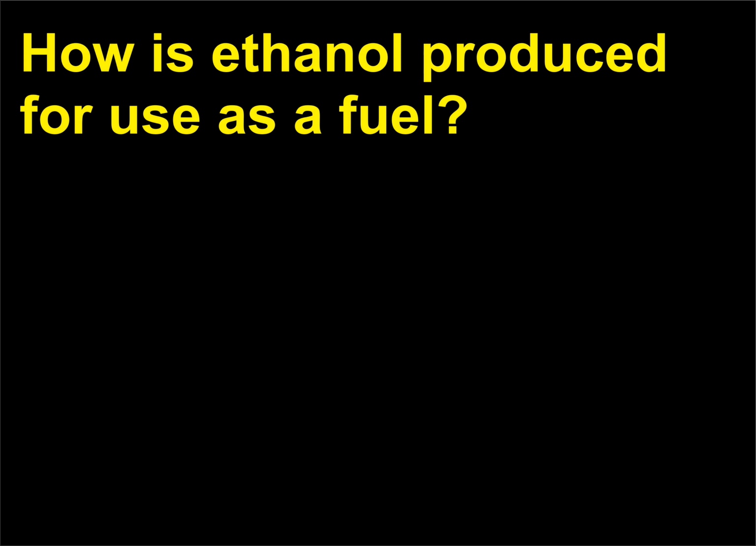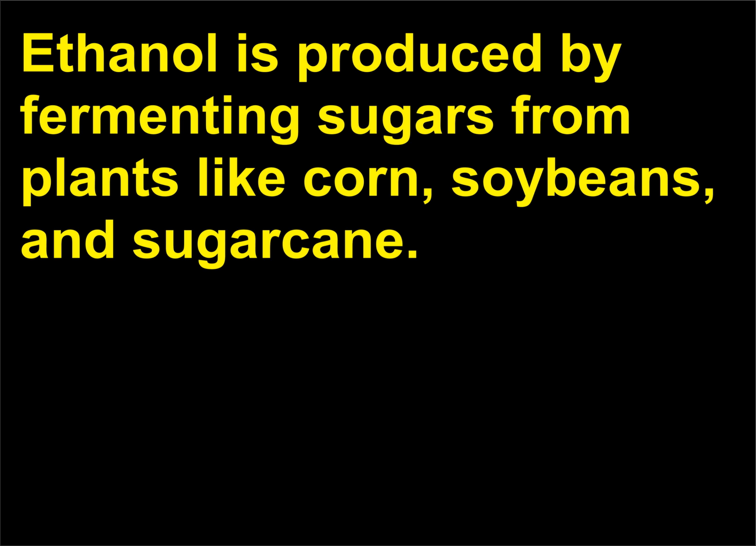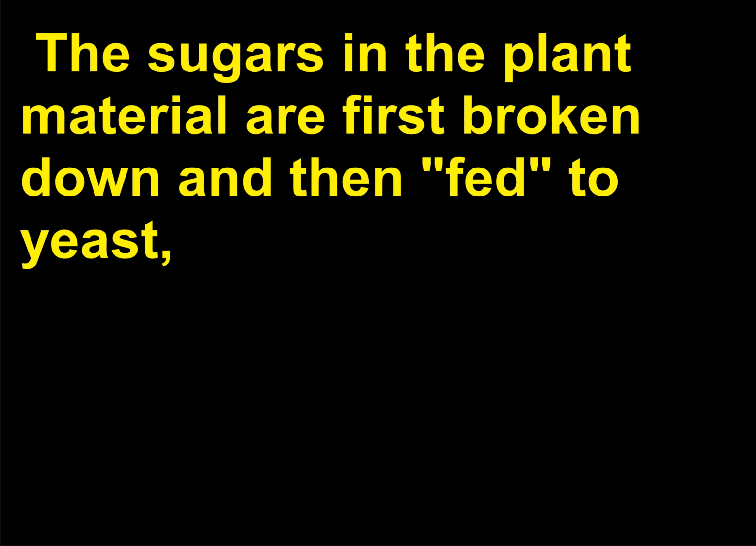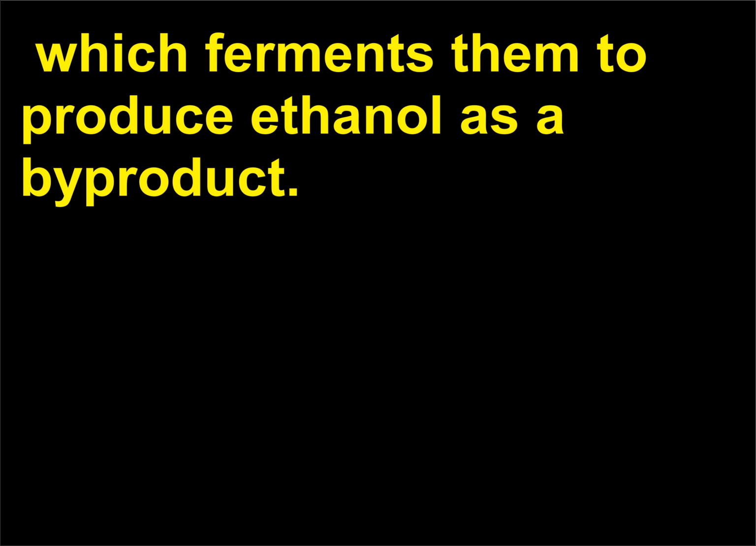How is ethanol produced for use as a fuel? Ethanol is produced by fermenting sugars from plants like corn, soybeans, and sugarcane. The sugars in the plant material are first broken down and then fed to yeast, which ferments them to produce ethanol as a byproduct.